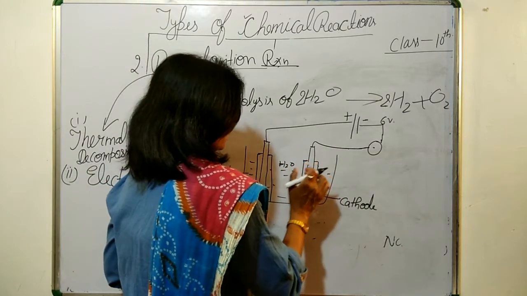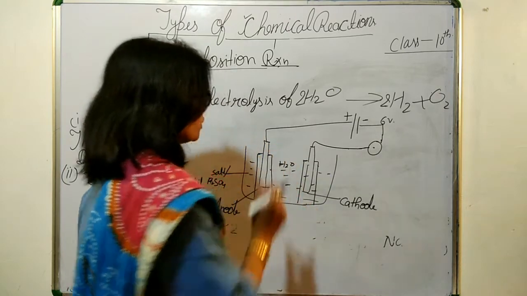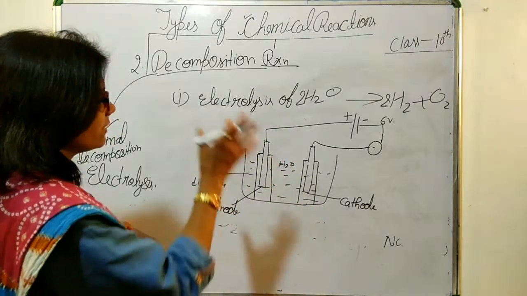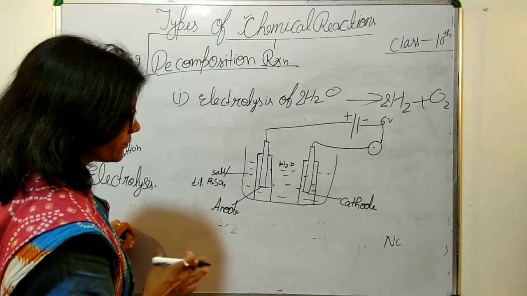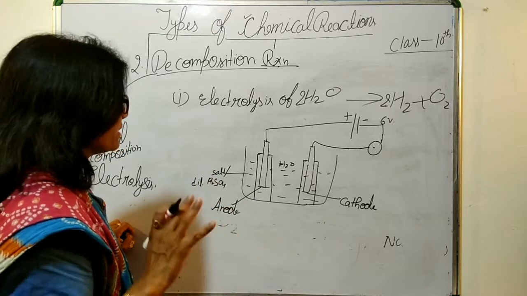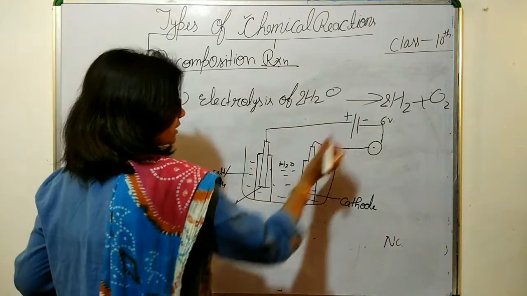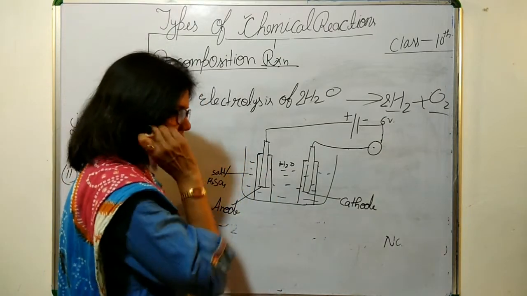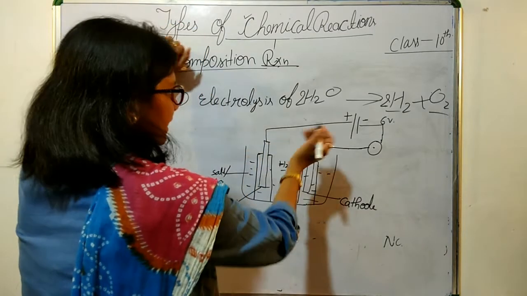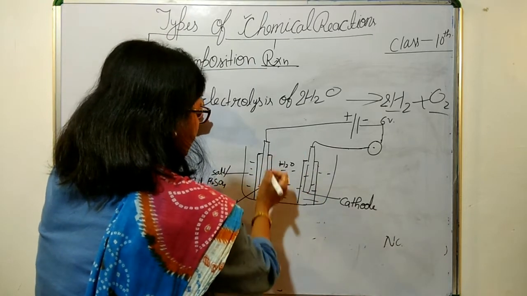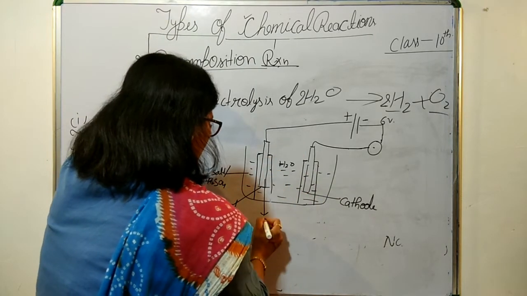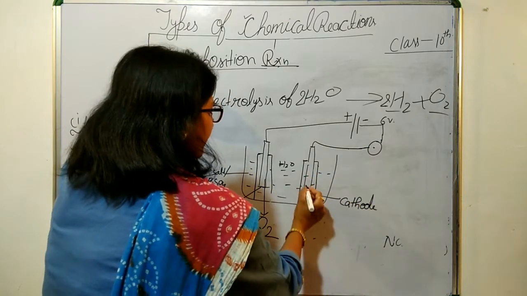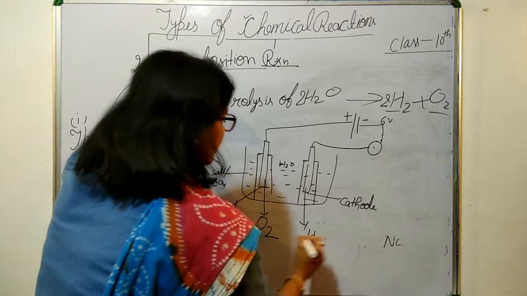Actually the experiment should be set up from the downward direction. But what I want to tell you is that when we switch on, electric current will pass through it. There will be a splitting of the water molecule. The water will break in this form. At the anode, which is positive, oxygen gas is released, and here at the negative, hydrogen gas is released.